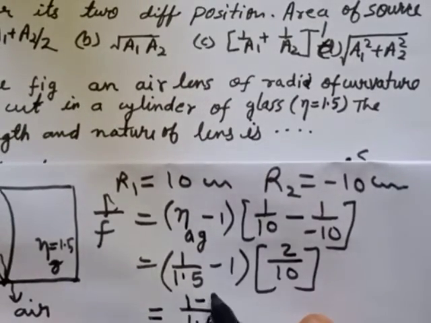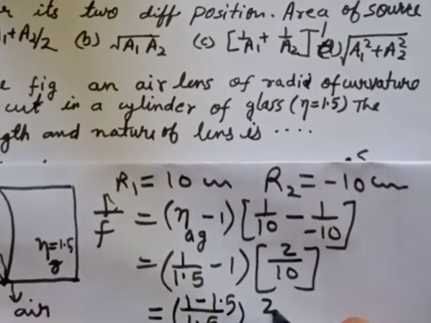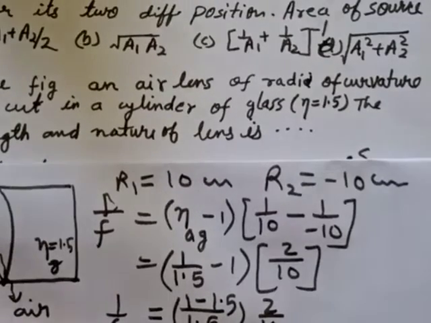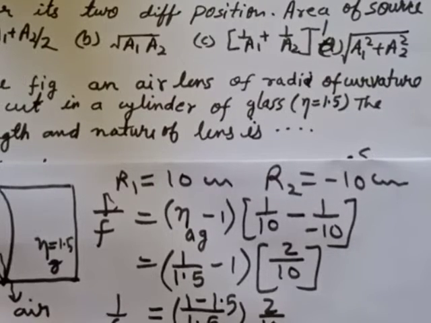The interesting thing I want to reveal here is that despite this convex shape, this value is negative. So it will act as a diverging lens. So shape alone does not determine its nature.